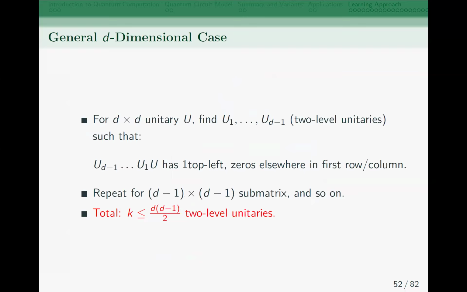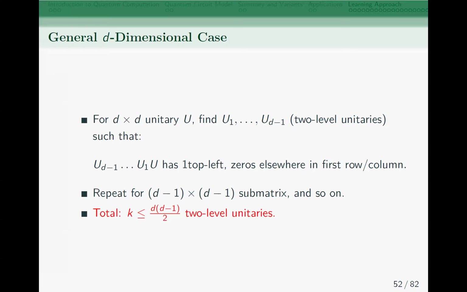So for a d by d unitary U, you can first find U1, U2, up to U d minus 1, which are 2-level unitaries. Remember that 2-level basically means there's only action on two computational basis states, such that U d minus 1 times U has 1 at the top left and 0 elsewhere in the first row and column, as I just showed here. And this will take d minus 1 2-level unitaries to kill d minus 1 off-diagonal elements.